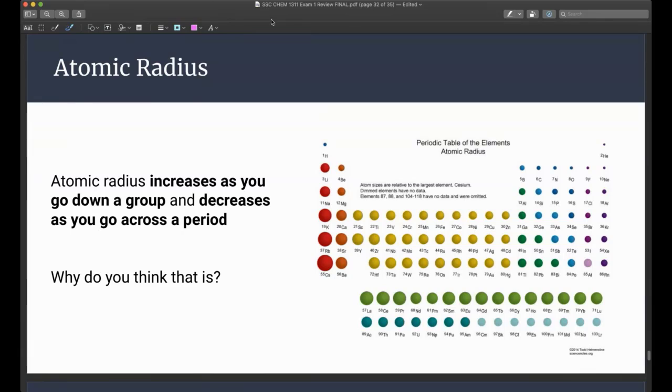The reason it increases from top to bottom is that the shells are increasing in the atoms. The reason it decreases from left to right is that the number of protons in the nucleus is increasing, so it's pulling in the electrons more strongly than the atoms on the left side of the periodic table, which have fewer protons and more electrons in comparison.